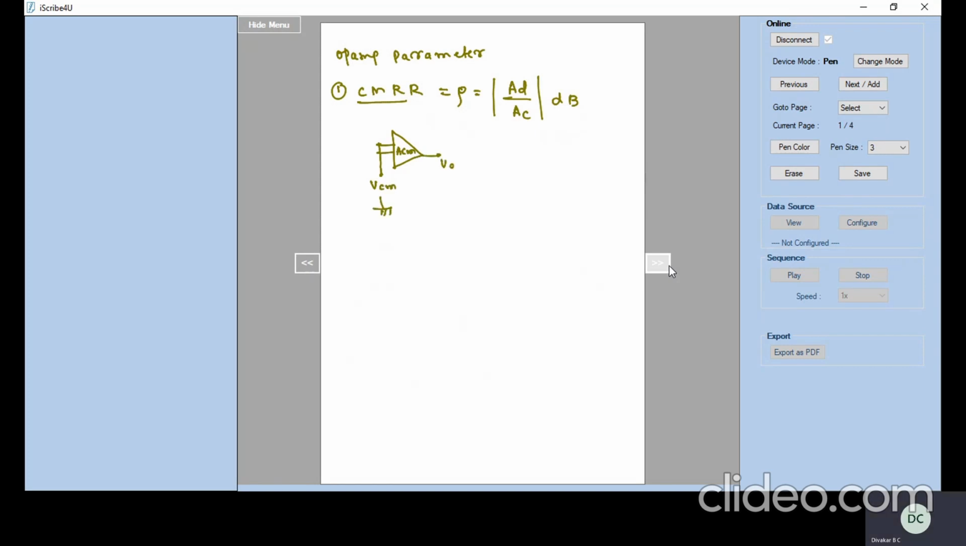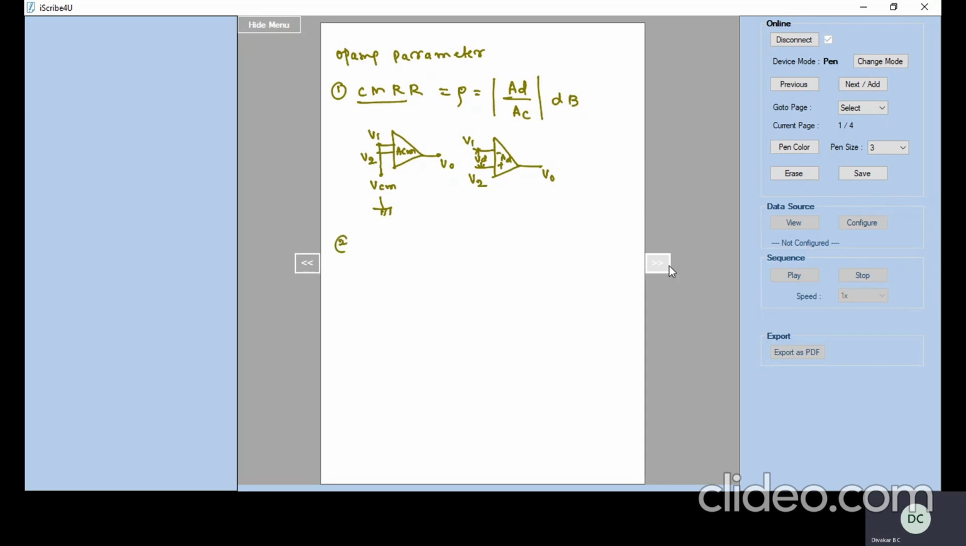This is V0, this is V1 and V2. And the differential gain is the difference between the two voltages applied to the input terminals of an op amp. So this is VD. VD is nothing but the difference between the two voltages.